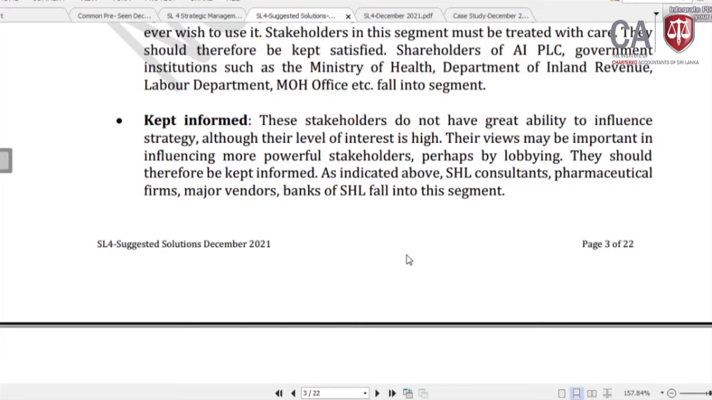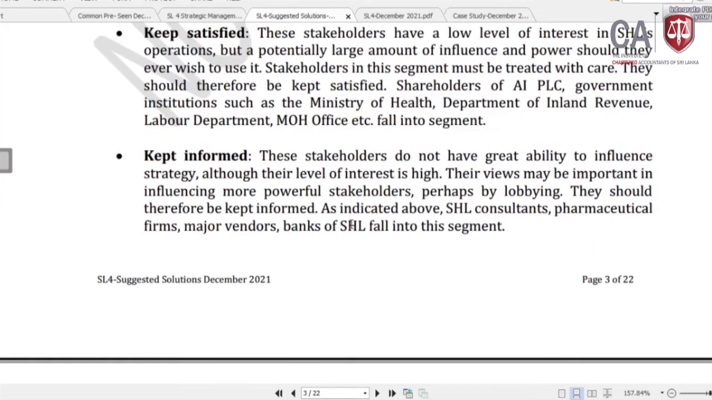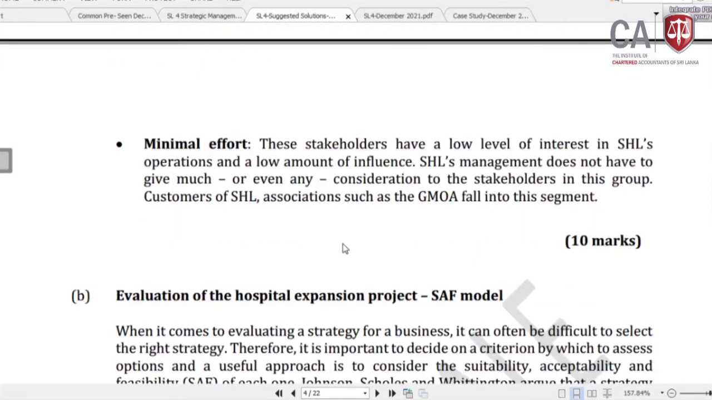As indicated above, SHL consultant. Now here see this SHL consultant has been identified under the employee category, right. It is based on argument. Pharmaceutical firm, the suppliers, major vendors, bank, identified under that particular category. Minimum effort. These stakeholders have a low level of interest in SHL operation and a low amount of influence, low interest, low power. Management does not have to give much or even any consideration to stakeholders in this group.